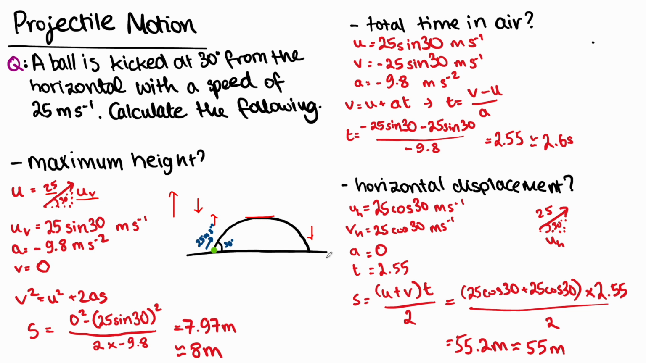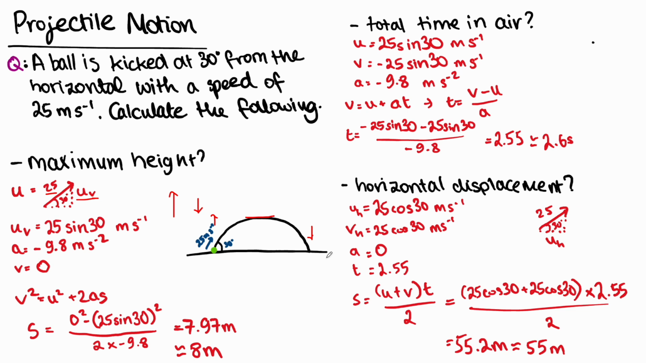Now, the horizontal displacement. This time we also need to work out the horizontal initial velocity, which is using trigonometry again. 25 cos 30. Then we know that the acceleration of this is 0 because there are no forces acting on the horizontal plane, so the velocity is constant. So we know also that the final horizontal velocity is 25 cos 30.